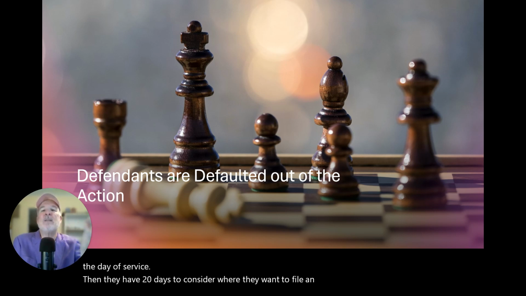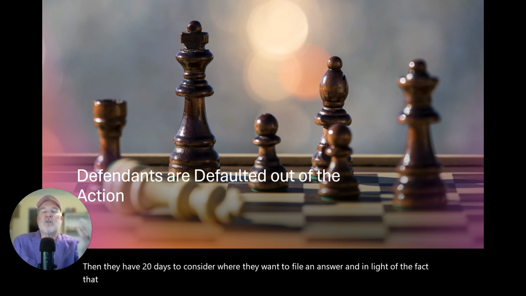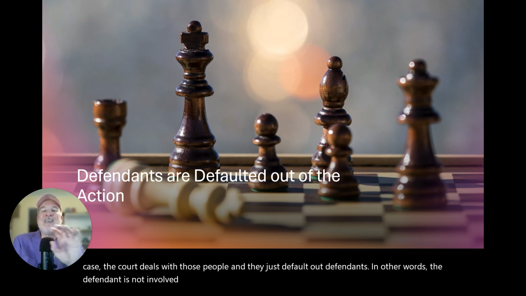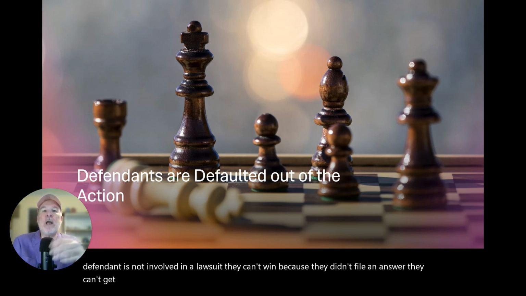And in light of the fact that most defendants' answers are just going to be mental masturbation, they don't file them. And in that case, the court deals with those people and they just default out defendants. In other words, the defendant is not involved in a lawsuit. They can't win because they didn't file an answer. They can't get anything additional or extra out of the lawsuit because they didn't answer.